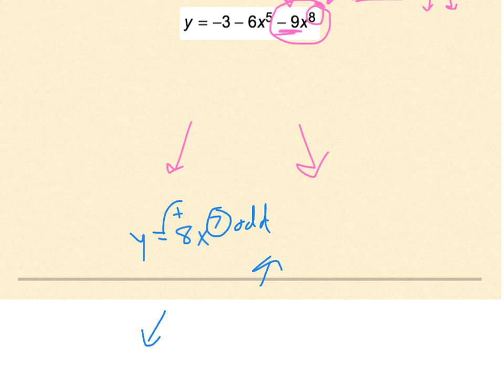So just think, if it's positive, it's always going to end going up. It ends on a positive note, going up. And if it's odd, the end behaviors are different. So it's not going to be down and down or up and up. One's going to be going down and one's going to be going up.